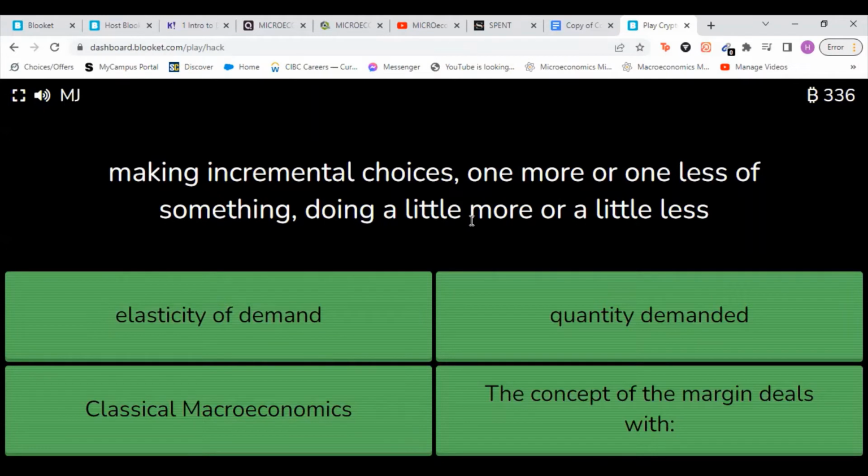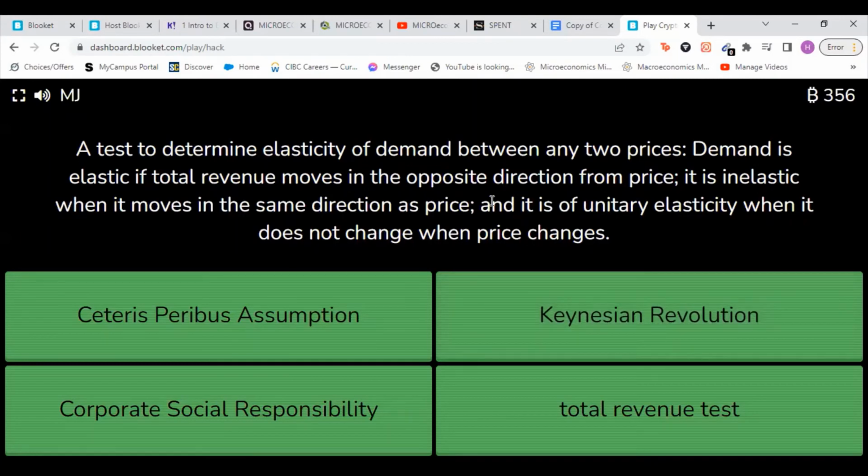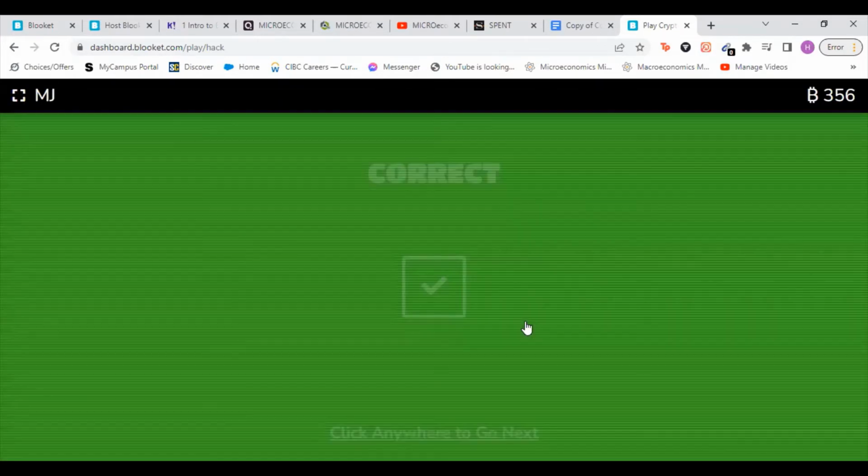Making incremental choices, one more, one less of something, doing a little more or a little less. The concept of the margin deals with that. A test to determine elasticity of demand between any two prices. Demand is elastic if total revenue moves in the opposite direction from price. It is inelastic when it moves in the same direction as price. It is unitary elasticity when total revenue does not change when price changes. Total revenue test. That's great.